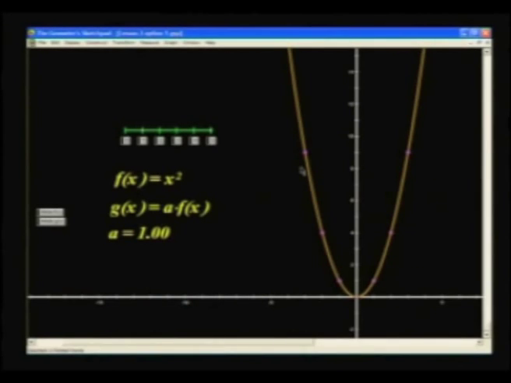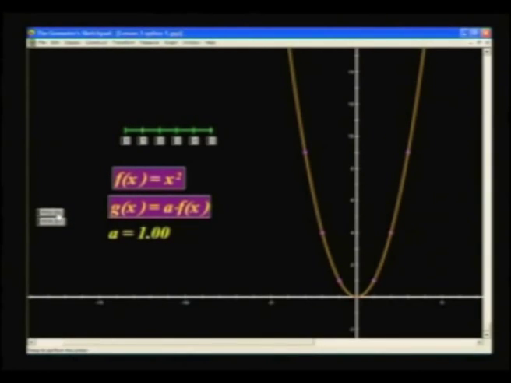Let's have a look at the computer program. Once again, I have a function f of x. At present, it's set to f of x equals x squared. Again, I have a slider to change the value of a, which in this case is my scale factor. And I have a new function, g of x equals a times f of x.